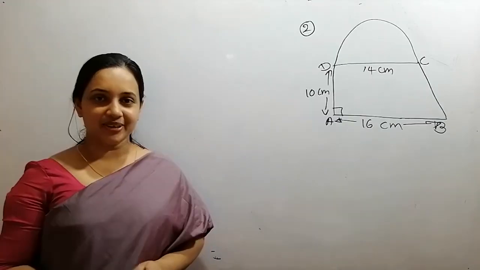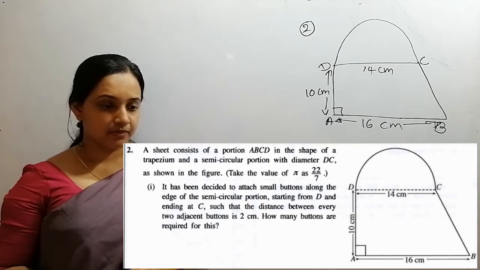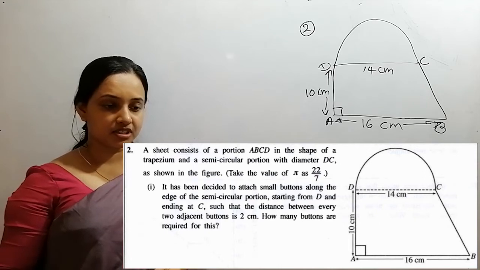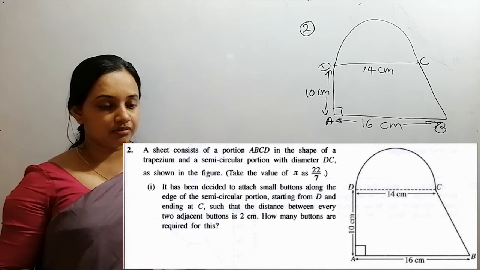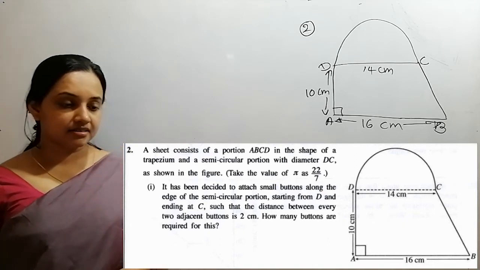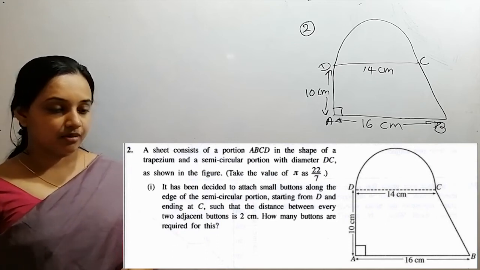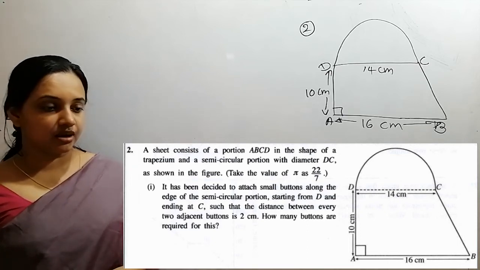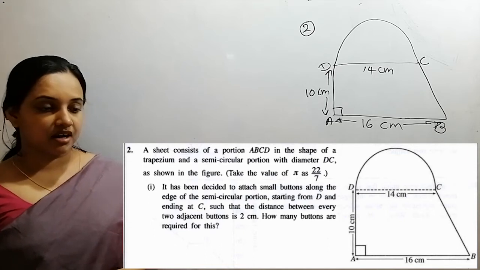Okay. Then look at question number 2. A sheet consists of portion ABCD in the shape of a trapezium and the semicircular portion with diameter BC as shown in the figure. Take the value of pi as 22/7. It has been decided to attach small buttons along the edge of the semicircular portion starting from D and ending at C, such that the distance between every 2 adjacent buttons is 2 centimeters. How many buttons are required for this?